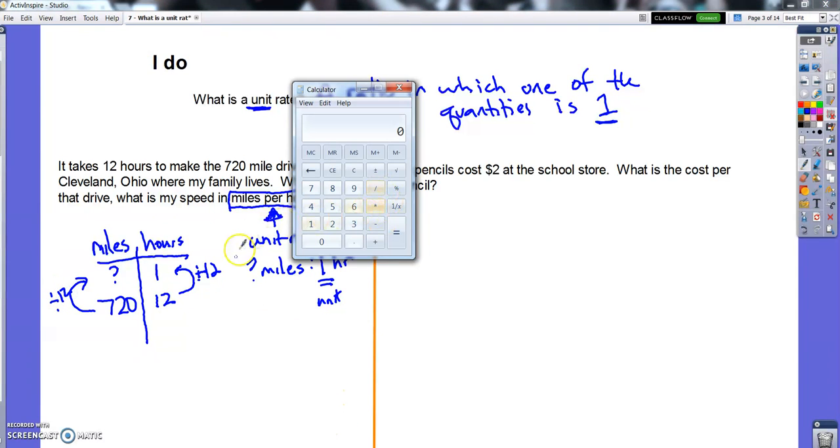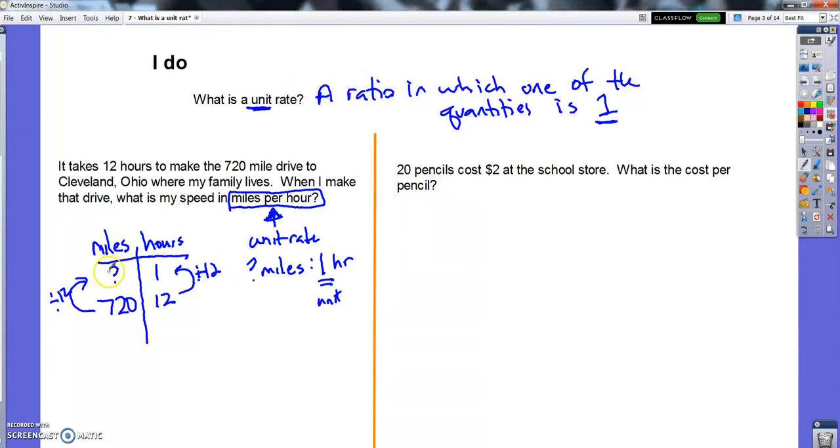So I will do that. 12 divided by 12 is 1, and 720 divided by 12 is 60. So when I make that trip, I'm driving 60 miles each hour, 60 miles per hour.